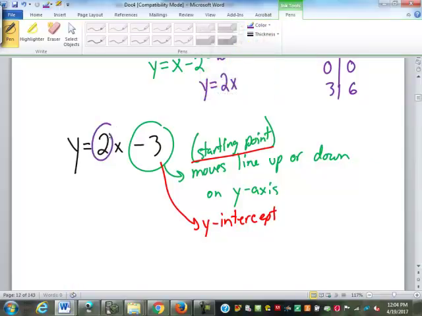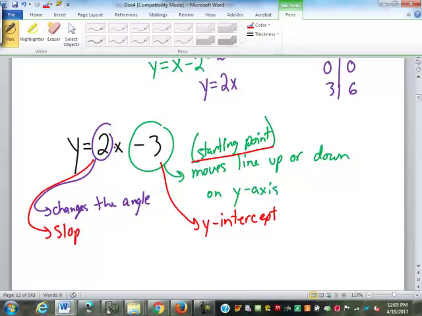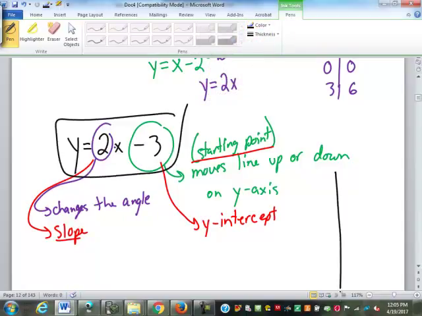And then we have this number here that multiplies our variable, that changes the angle. And the official name for that is the slope. So if I were going to graph this particular equation right here, the minus 3 there tells me that I start from the center of the graph, I go down 3, and that's where I start. So that is my y-intercept at negative 3 on the y-axis, or down 3 from the center. And then the 2 tells me that I'm a little bit steeper than normal. So I look like that.